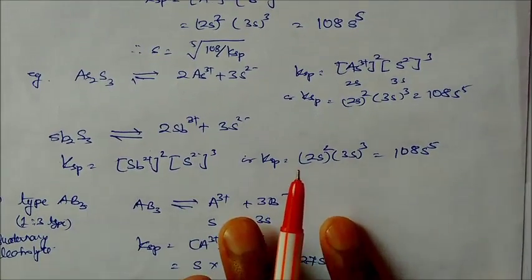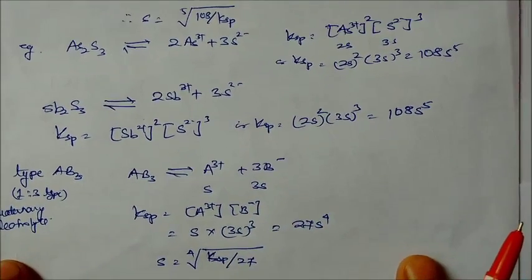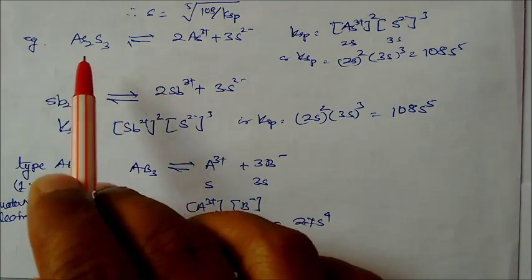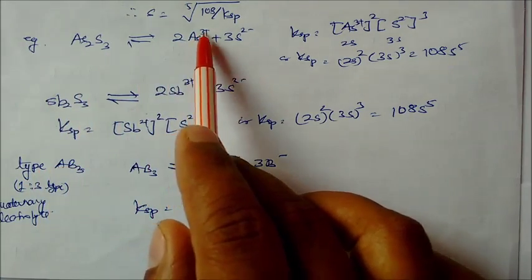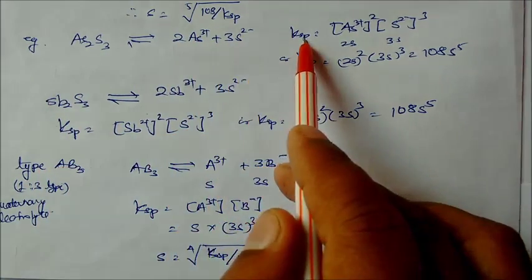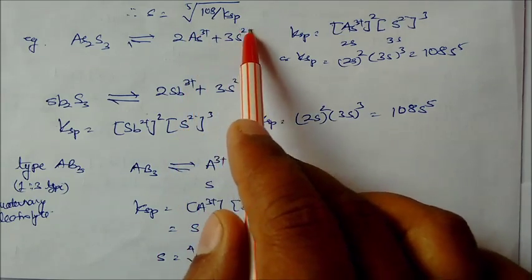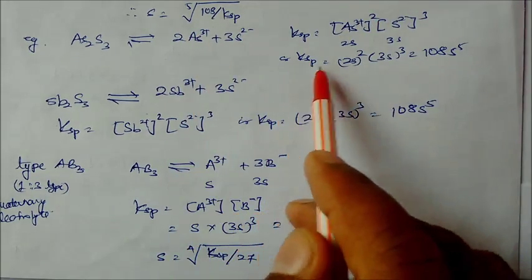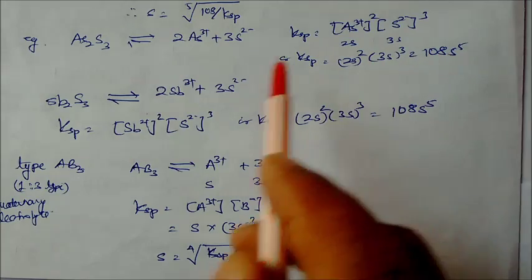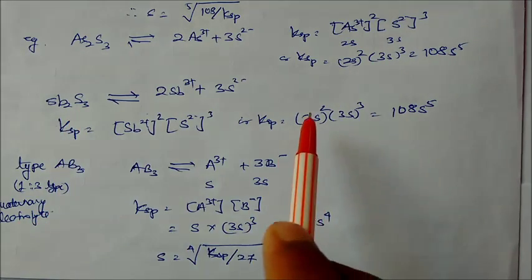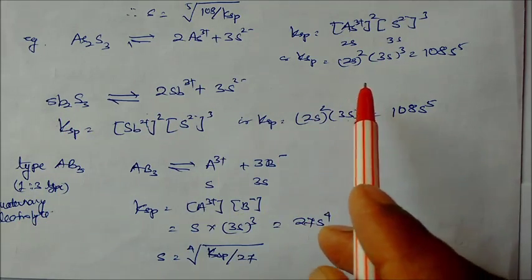If you see the example, it will be very clear. As2S3, arsenic sulfide, gives 2As3+ and 3S2-. Ksp will be the concentration of this squared into the concentration of this cubed. Substituting the value, you will get this much. Similarly for antimony sulfide, you will get the same value.